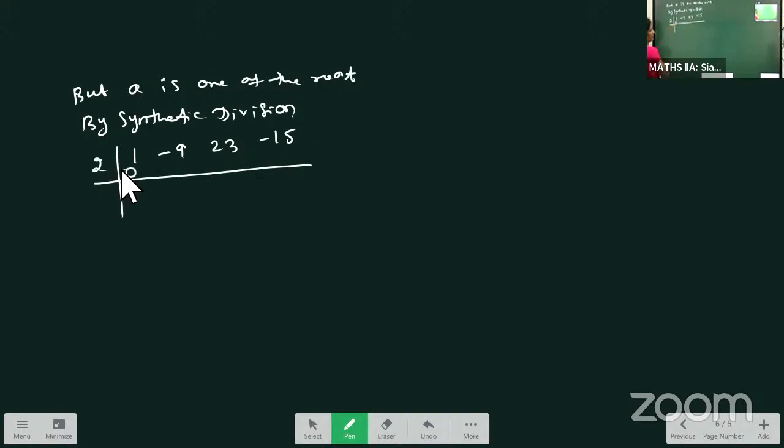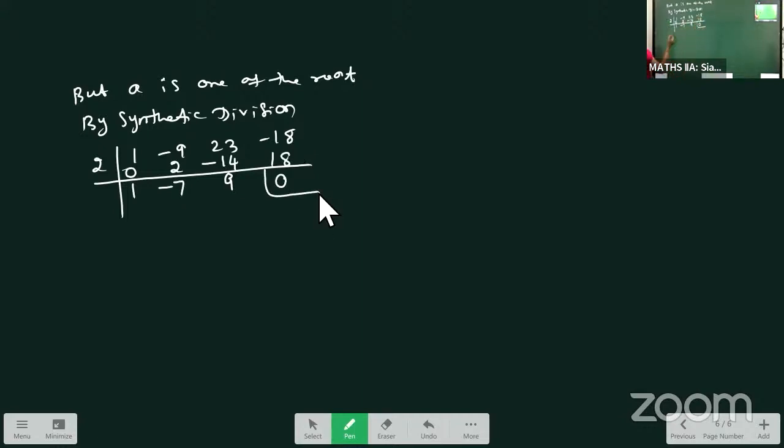0 all in the first place. Add them. 1 plus 0, 1. Multiply 2 into 1, 2. Add minus 9 plus 2, minus 7. Again multiply 2 into minus 7, minus 14. 23 minus 14, 9. And 2 into 9, it is 18. So we are getting it is 0.